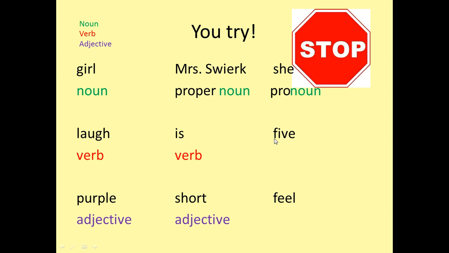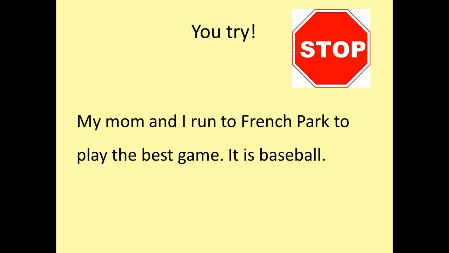Try 5. Is it a noun, a verb, or an adjective? If you said adjective, you're correct. This describes how many of something. And finally, try the word feel. If you said verb, you're correct. Now try it with a sentence.